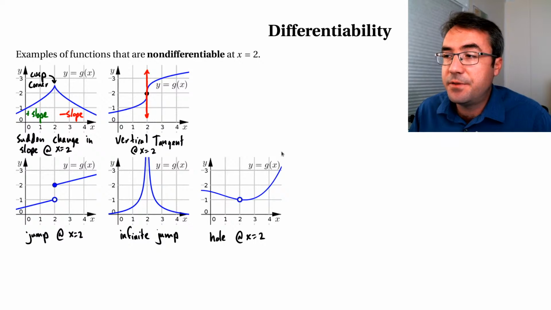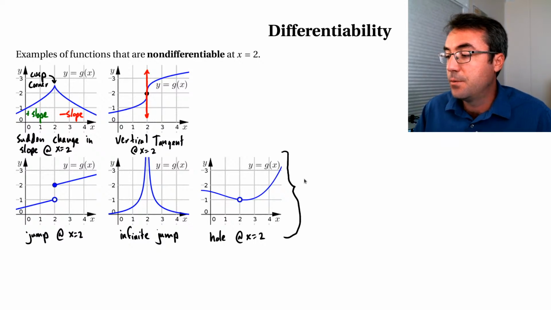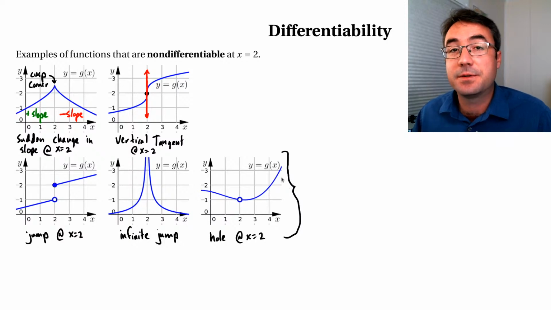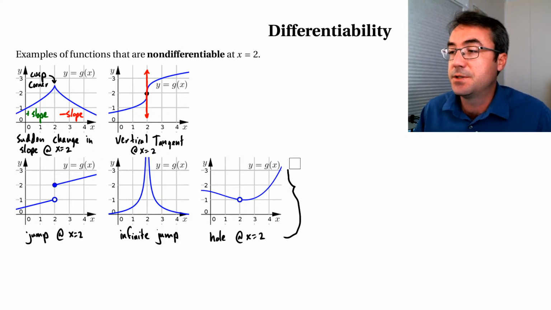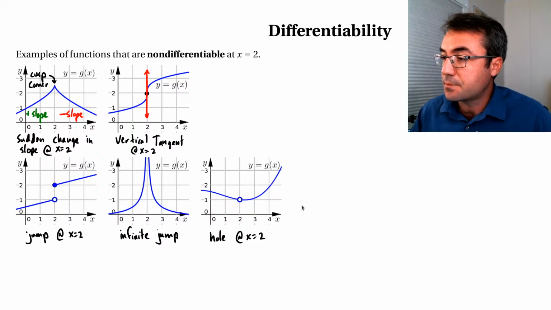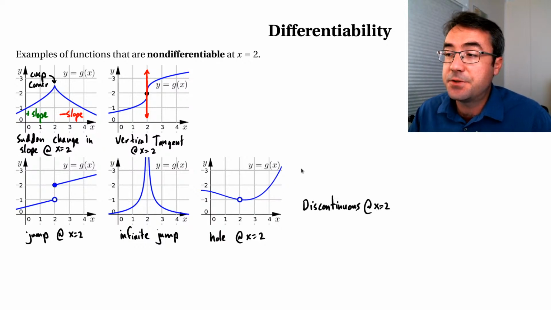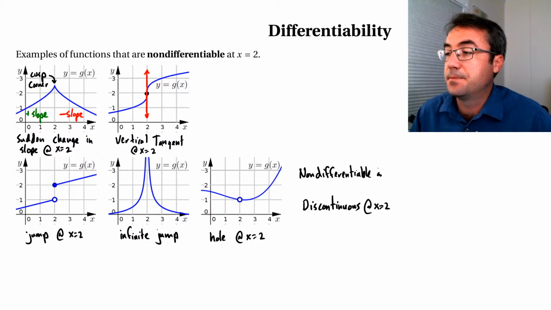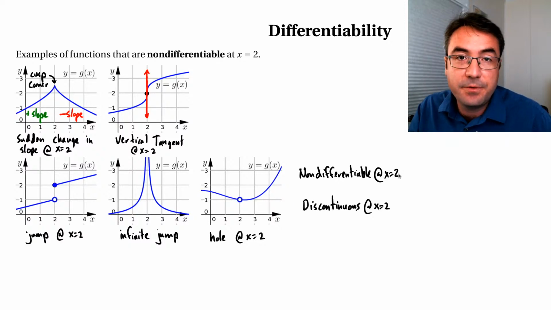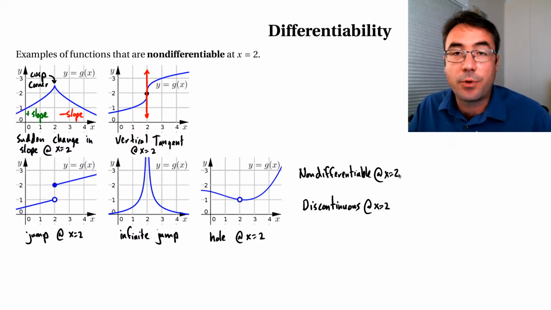And so we've seen all of these graphs before when we talked about discontinuous functions. So these three graphs are discontinuous at x equals 2. So they're not continuous at x equals 2. And these three graphs are also non-differentiable at x equals 2. So there's no derivative at x equals 2, and there's just a break or a jump in the graph at x equals 2, meaning they're discontinuous.